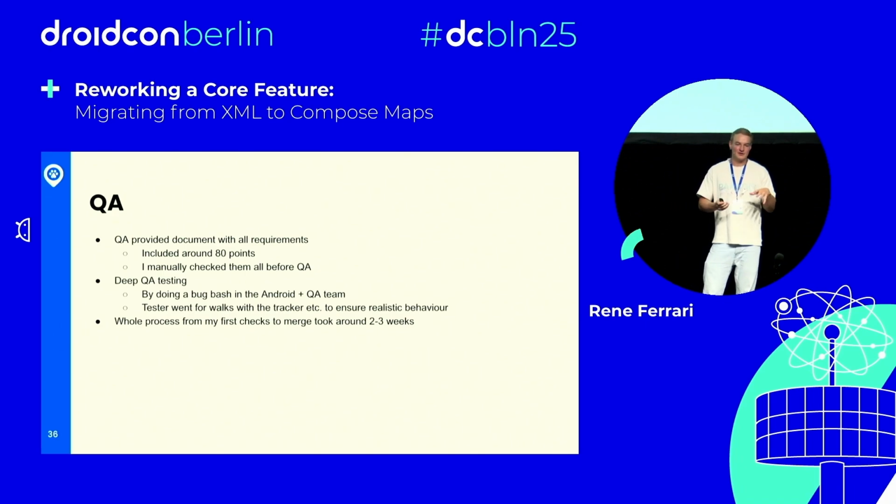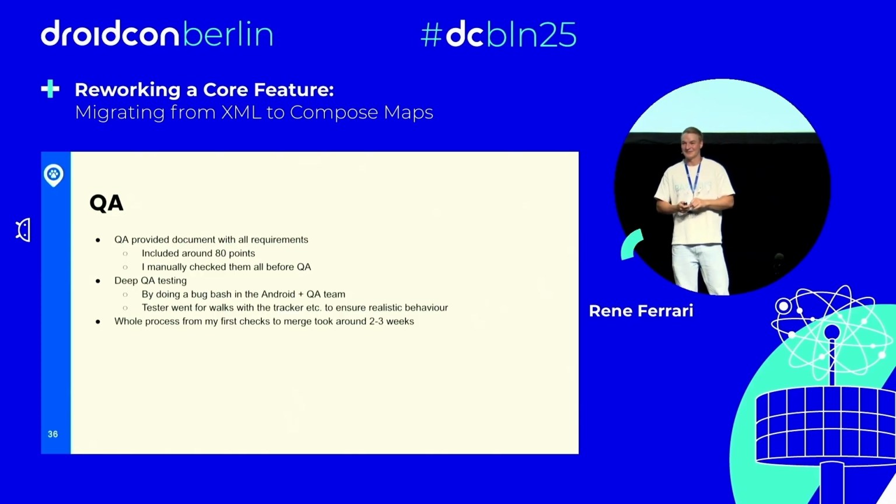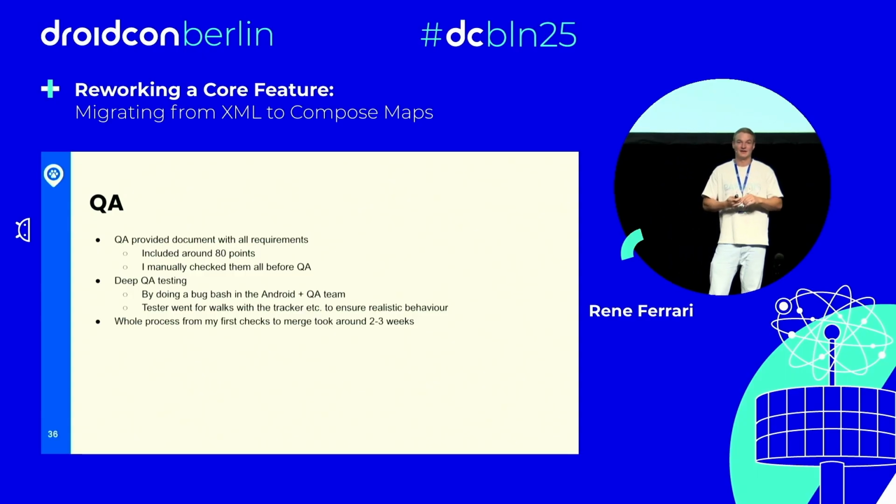Internally, in the Android team, we had a bug bash day, basically, where we would play around with the map. Similarly, the QA team did that as well. And for us, since we are tracking pets, we have trackers, of course, and people need to go for walks to test things in a realistic environment. But the whole testing process, after my final check with the whole list, until it was really merged, took close to 3 weeks. So it was definitely a while.